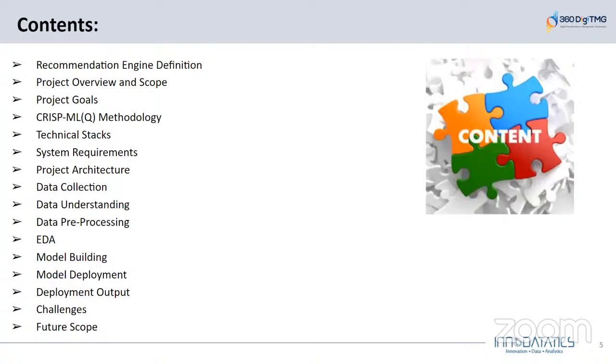The below are the contents of the project. Recommendation engine definition, project overview and scope, project goals, CRISP ML methodology, technical stacks, system requirements, project architecture, data collection, data understanding, data pre-processing, EDA, model building, model deployment, deployment output, challenges, and future scope.